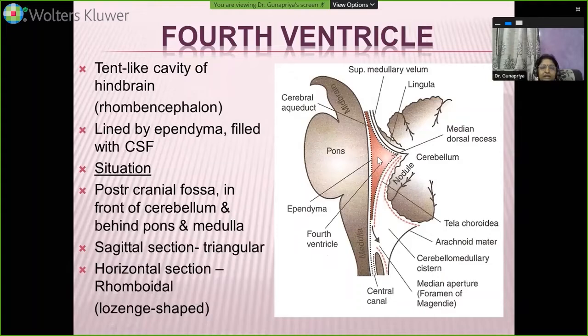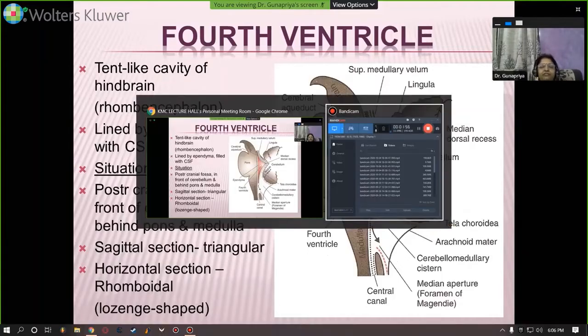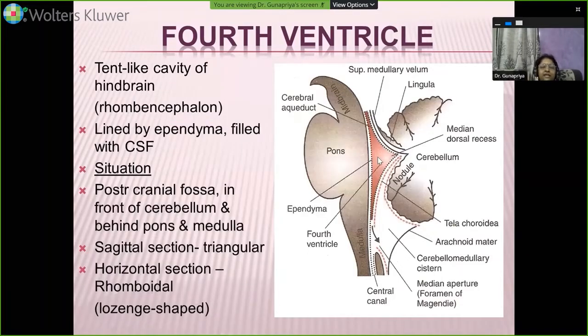So the fourth ventricle is a tent-like cavity of the hindbrain. The hindbrain consists of the rhombencephalon: your pons, medulla, and cerebellum. All these are parts of your hindbrain or rhombencephalon. The cavity of rhombencephalon or hindbrain is the fourth ventricle.